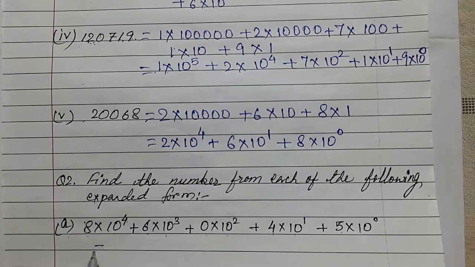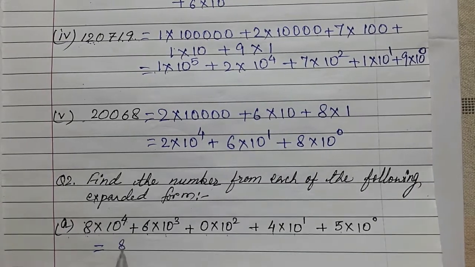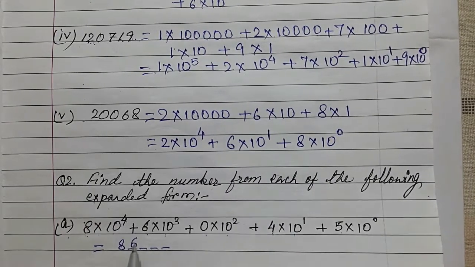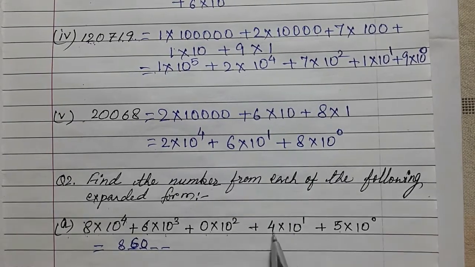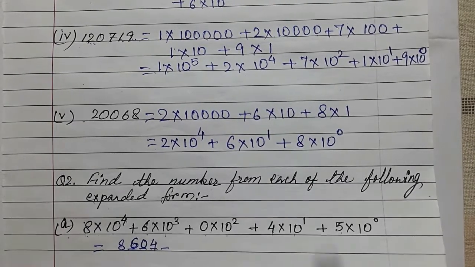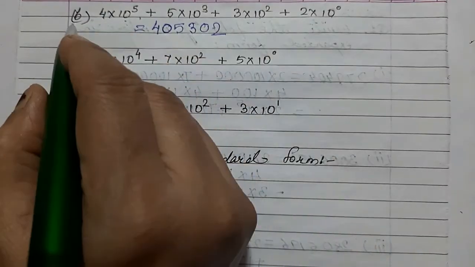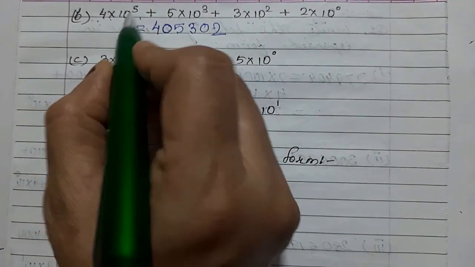So let's start at 10,000's place. That means we have 4 digits after it. 6 at thousands place, 0 at hundreds place, 4 at tens place, 5 at ones place. So we get the number 86,045.